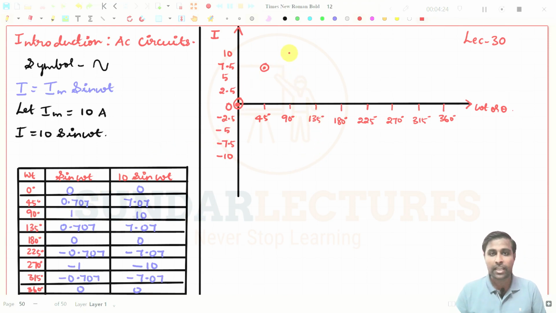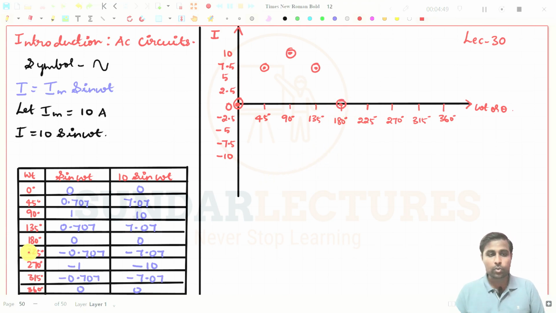For 90 degree I am getting the value as 10, and for 135 degree again it is 7.707. So I will get around here, so it will come here. At 180 degree it is 0, so I will get the point around here. So it will be here.